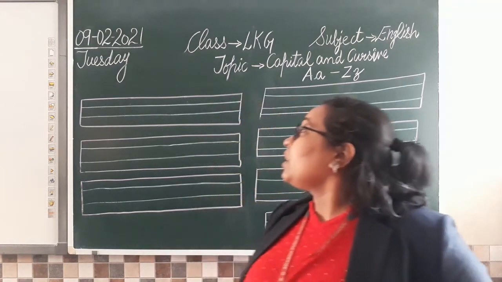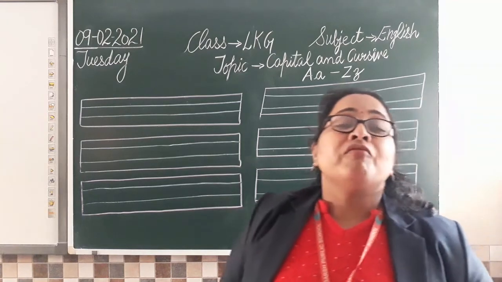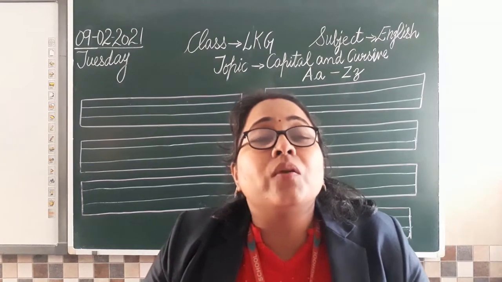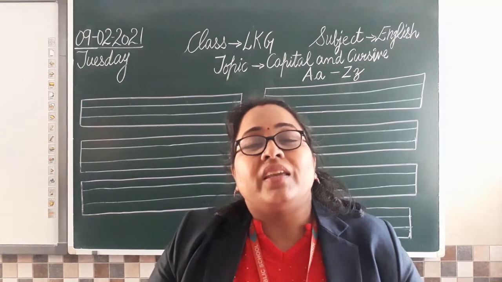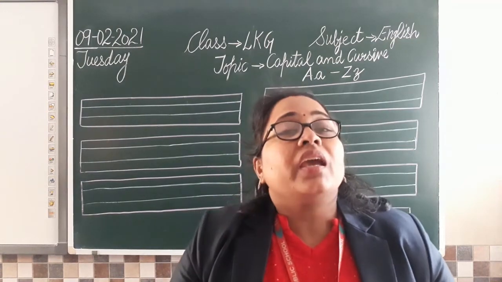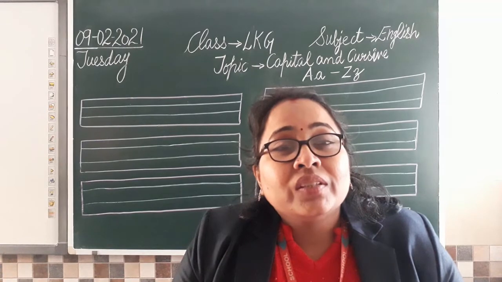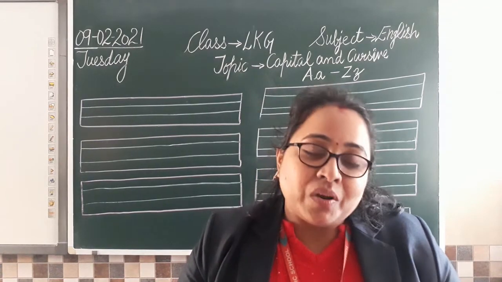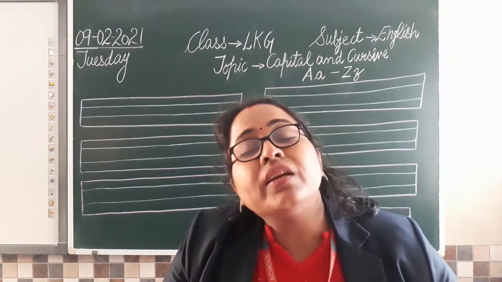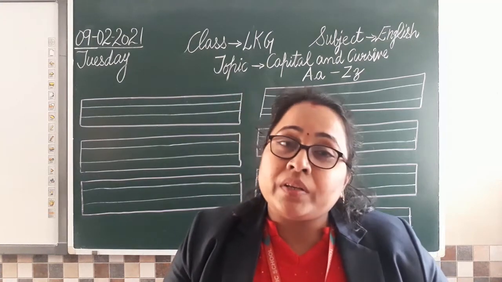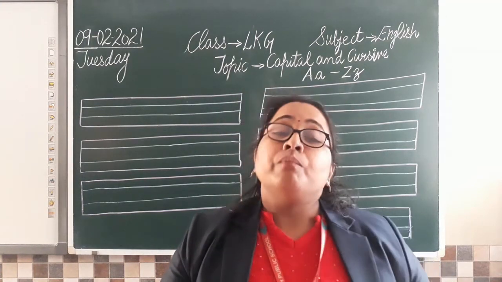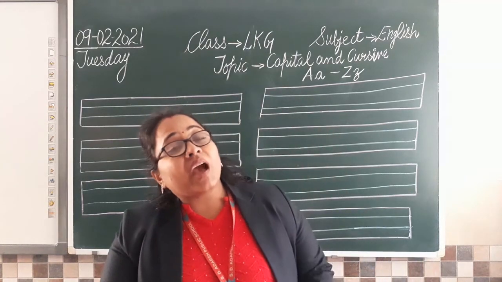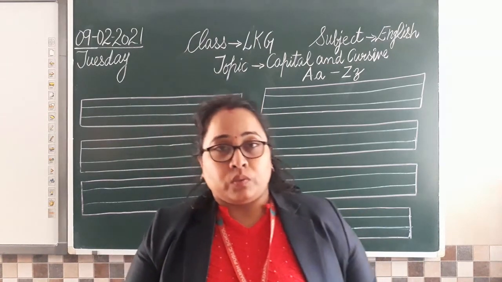So, class, today is 9th February 2021 and the day is Tuesday. Yes. So, Tuesday, what are we going to do? English. Very good. So, in English, we have completed our capital alphabets as well as our small alphabets. And both these alphabets, we have written in sequence also.